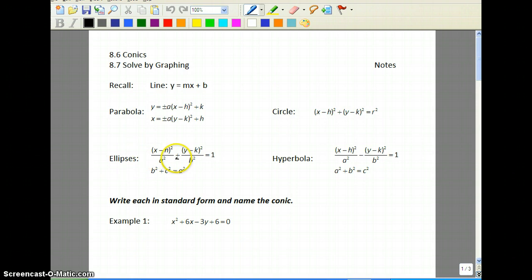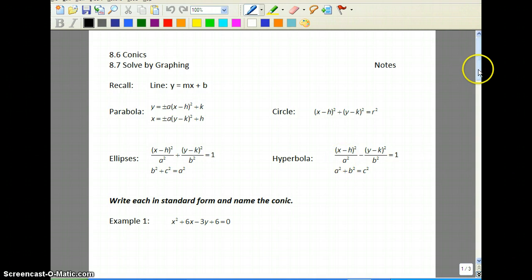Ellipses also have a plus sign, but they have denominators that are different numbers to make it an ellipse. Remember, a is always the biggest number in an ellipse, so that's why we use this equation. A hyperbola has the minus sign, and c is always the bigger number, so that equation changes. The a in a hyperbola is always the first number.